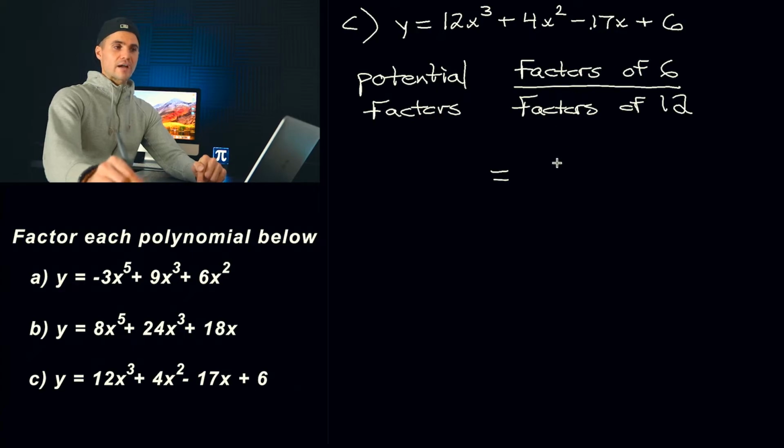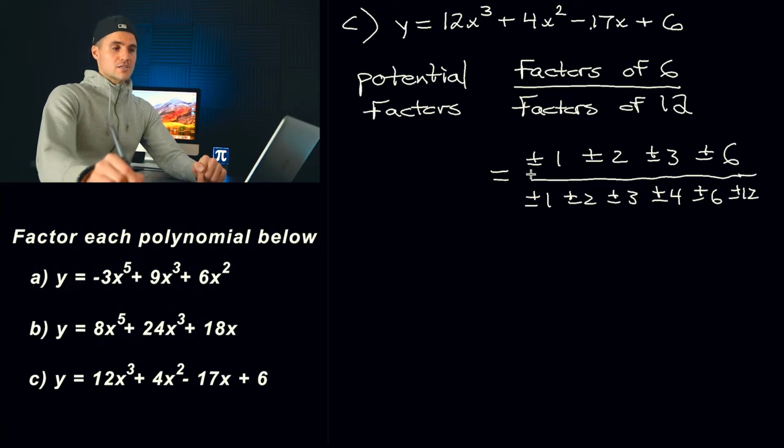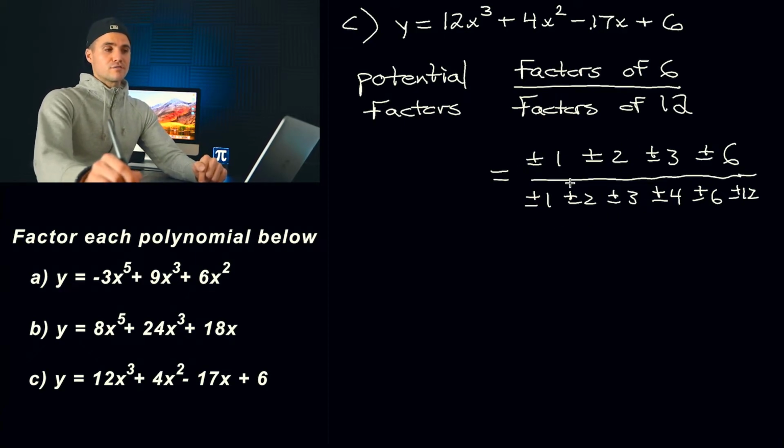So what are the different factors of 6? Well, plus or minus 1, plus or minus 2, plus or minus 3, and then plus or minus 6, all over. Factors of 12 would be what? Plus or minus 1, plus or minus 2, plus or minus 3, plus or minus 4, plus or minus 6, plus or minus 12, right? So there's a lot of factors to try out.